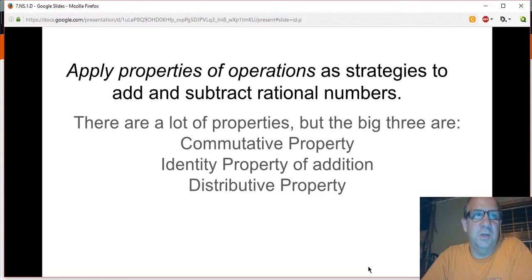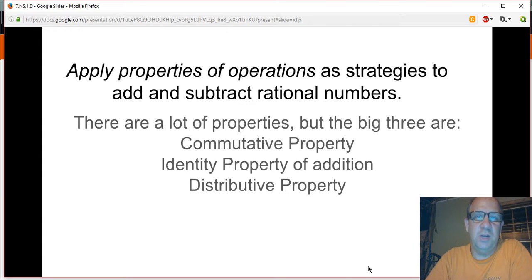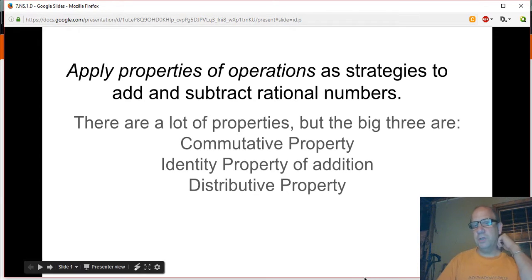This is standard 7.NS.1.D, the fourth substandard of the first standard. This one's pretty easy. Apply properties of operations as strategies to add and subtract rational numbers. There are a lot of properties, but the big three are commutative property, identity property of addition, and the distributive property. So let's look at all three.